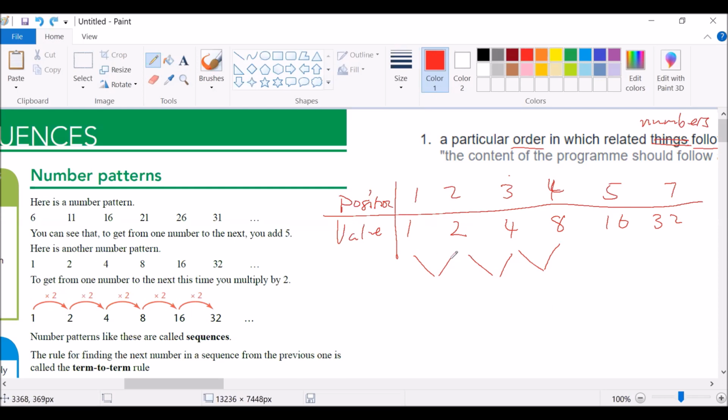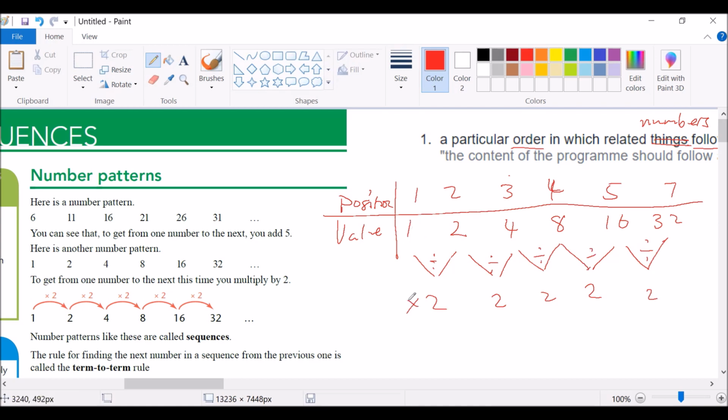Let's try to divide so that we can see if we are multiplying this to get that. Okay, so we use division. 2 divided by 1 is 2. 4 divided by 2 is 2. 8 divided by 4 is 2. 16 divided by 8 is 2. 32 divided by 16 is 2. So what are we doing to this to get that? So the thing is we are multiplying now.